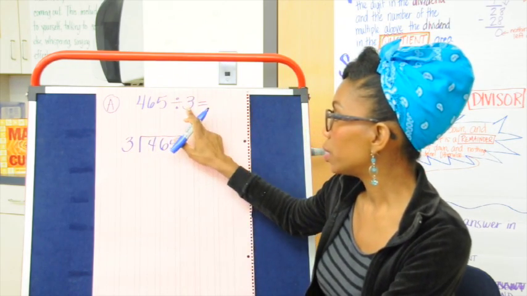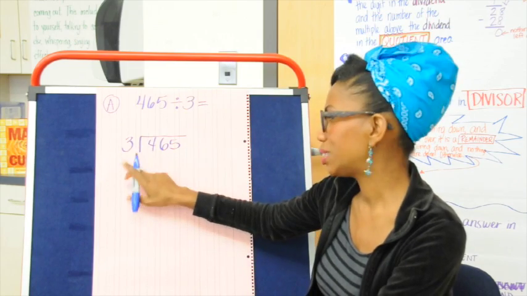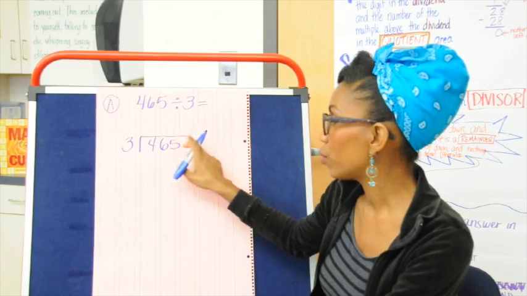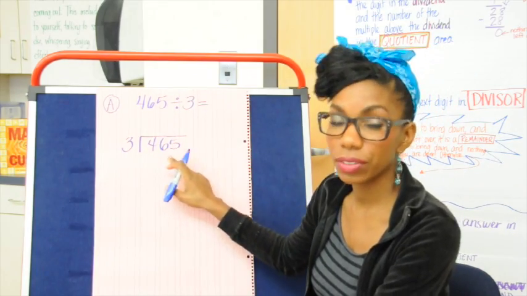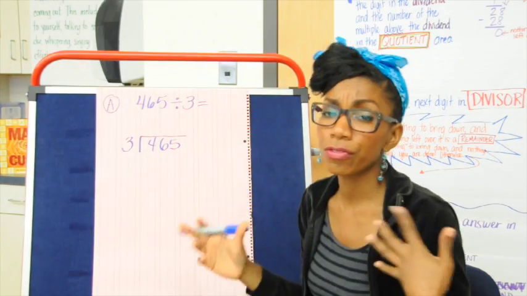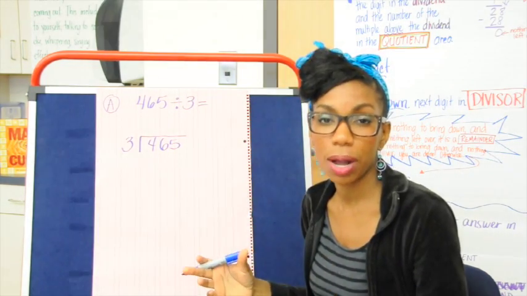Right outside, this is where my divisor goes. I'm trying to see how many times 3 goes into 465. And then inside of my little bracket, this is where my dividend, that's my large number, goes in.